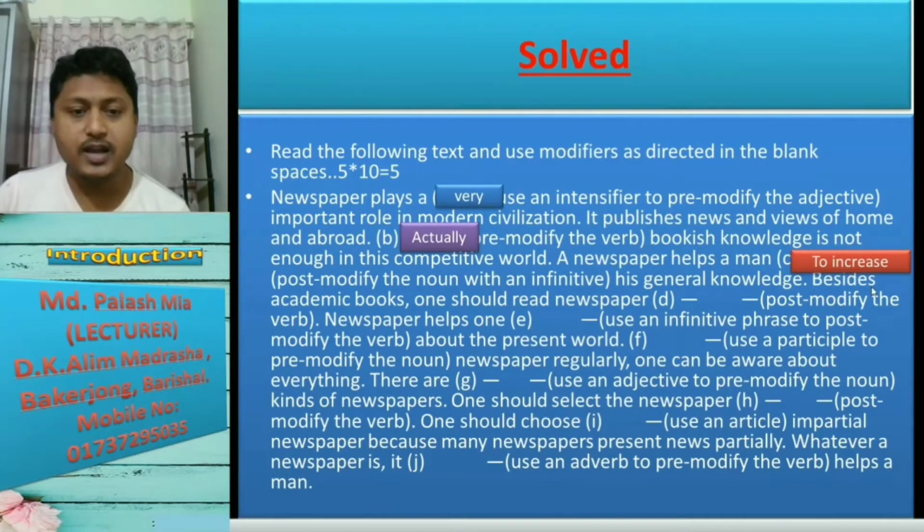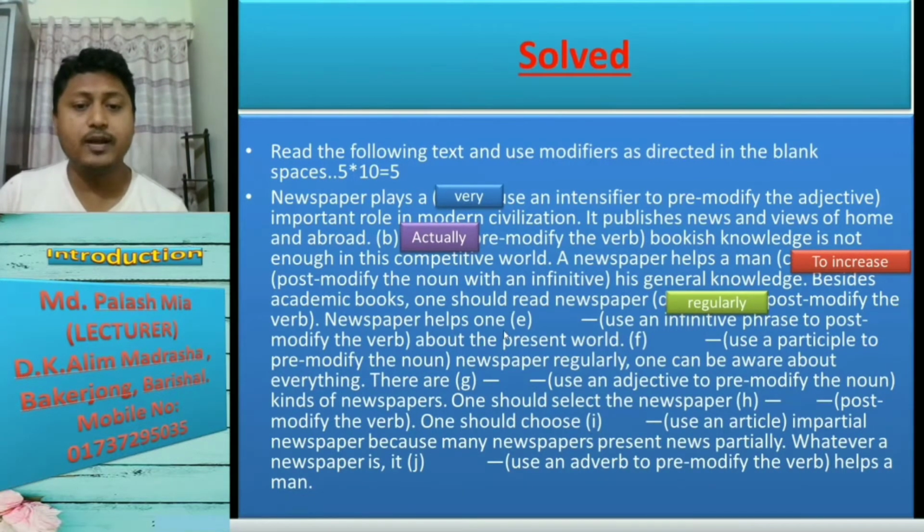Another question: besides academic books, one should read newspapers. Post-modify the verb. A post-modifier can modify a verb, or a pre-modifier can. So we need an adverb. Regularly, yes. One should read newspapers regularly. So this gives the correct meaning.